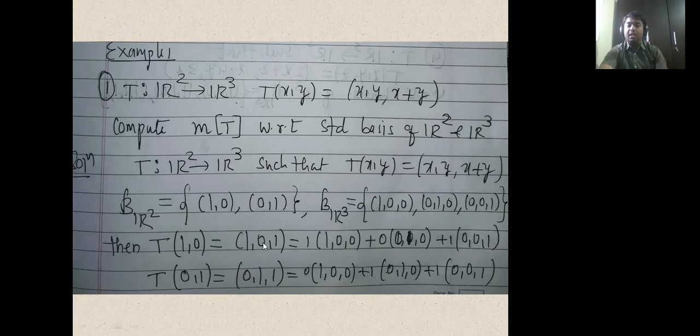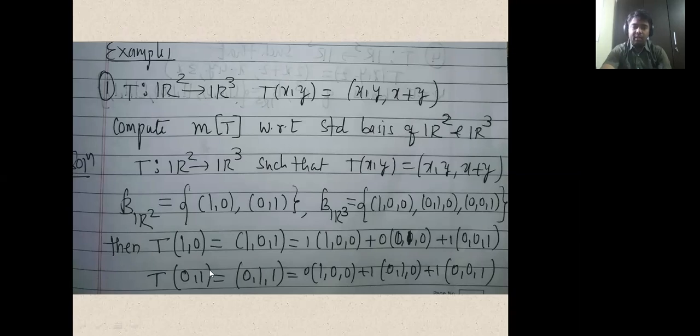Now step number 3, express the vectors as a combination of the basis in the codomain, that is (1, 0, 0), (0, 1, 0), (0, 0, 1). So (1, 0, 1) you can write as 1 into (1, 0, 0) plus 0 into (0, 1, 0) plus 1 into (0, 0, 1). So you got coefficients 1, 0, 1.